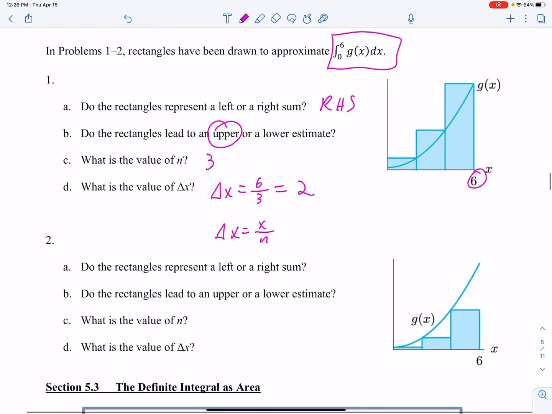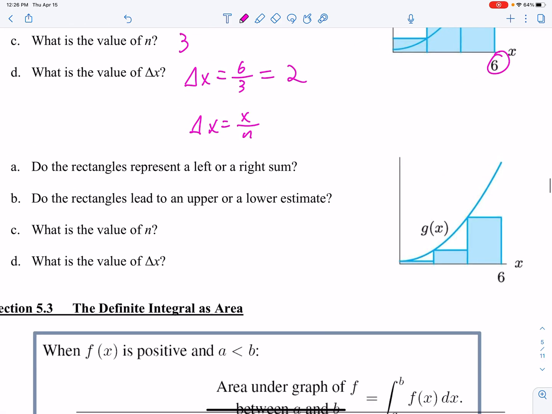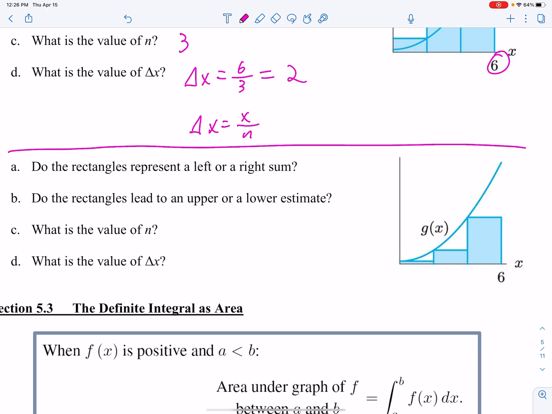Another example down here. It's actually the same curve, but this time we can clearly see we have a left-hand sum, because the left side of each of the rectangles is touching the curve. Do the rectangles lead to an upper or a lower estimate? We have underage here, in other words, we're missing some of the value. So that's a lower estimate. What is the value of n? Again, there are 3 rectangles.